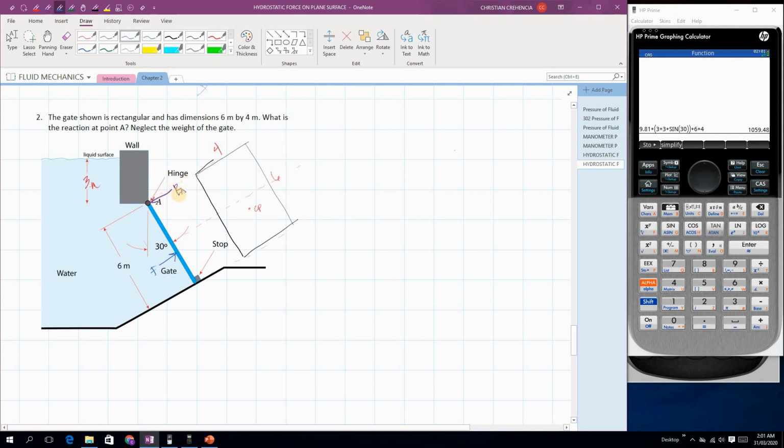Okay, so para ma-solve natin yung reaction sa point A, kailangan muna natin makuha yung force F and yung distance nung F, siguro mula dito sa base, no? So kailangan natin makuha tong distance na to. Pero before natin makuha yan, pwedeng solve muna natin yung ating distance E. So yung distance ng center of pressure papunta dun sa center of area or center of gravity or centroid. Okay. So first, kunin natin yung force F.